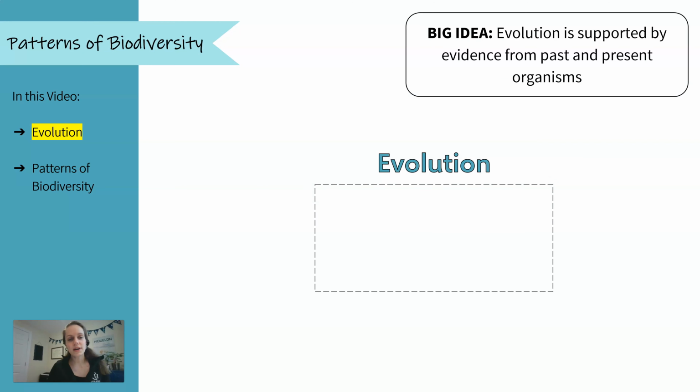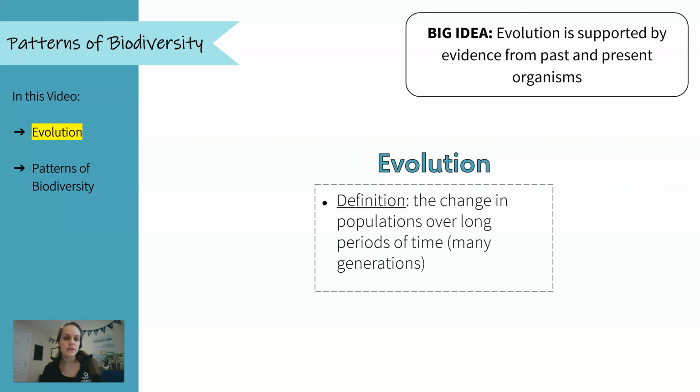So the patterns of biodiversity that scientists observe lead us to the theory of evolution. Our big idea for this lesson is that evolution is supported by evidence from past and present organisms. When we're talking about evolution, we're talking about changes in populations over many generations or long periods of time, so the shift in the characteristics of the species over many generations.